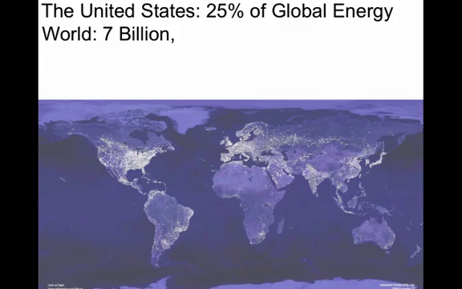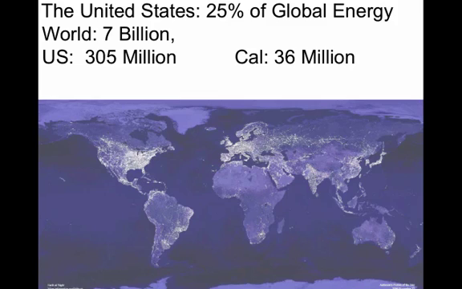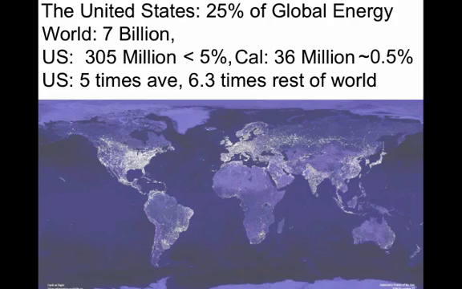What does that mean? Well, there are about 7 billion people in the world. 300 million in the United States, and a tenth of that in California. That means about 5% of the world's population is in the United States, and about 0.5% in California. So on average, the United States uses 5 times as much energy per person as the world average, or more than 6 times people who are not in the United States.